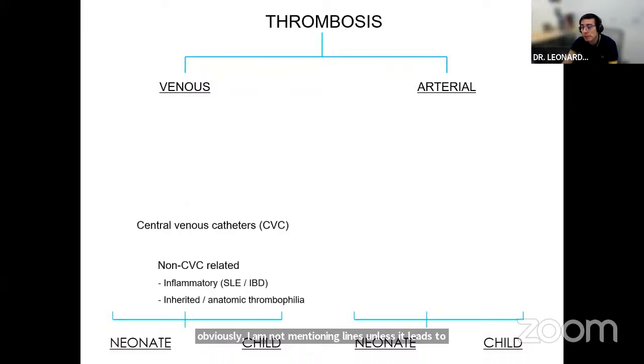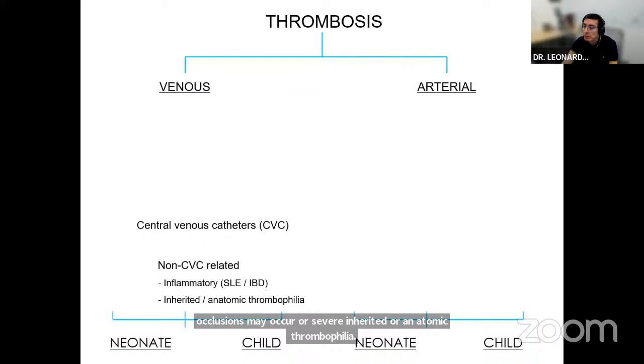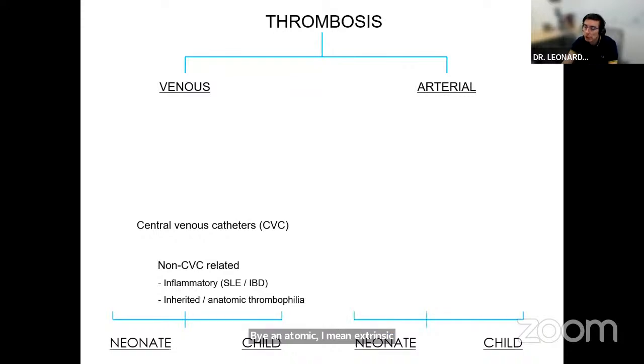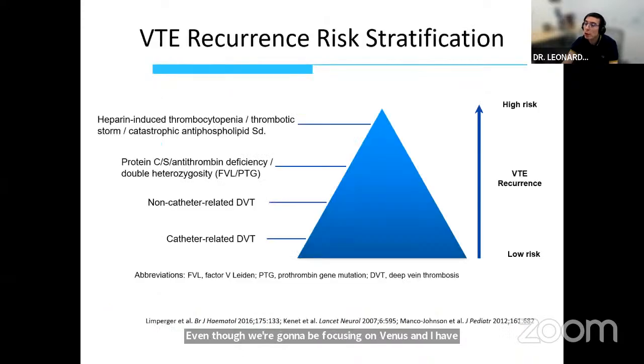And outside of neonatal age group, conditions that are very prothrombotic, such as inflammatory background represented by lupus or inflammatory bowel disorder, where extensive venous occlusions may occur, or severe inherited or anatomic thrombophilia. By anatomic, I mean extrinsic vasocompression that may also ultimately lead to those consequences. Even though we're going to be focusing on venous, I have one more slide now representing aggressiveness of the venous thromboembolism.